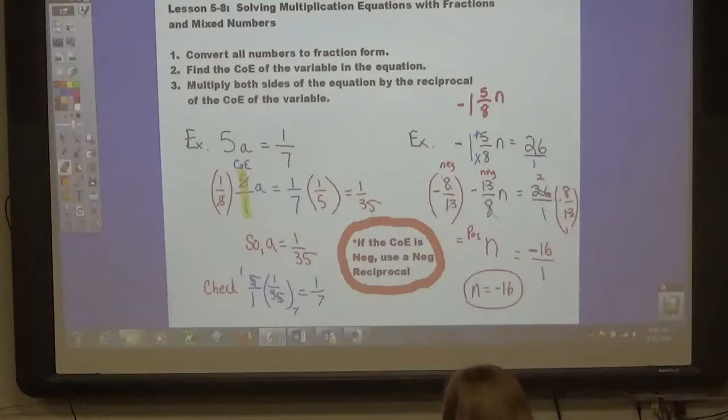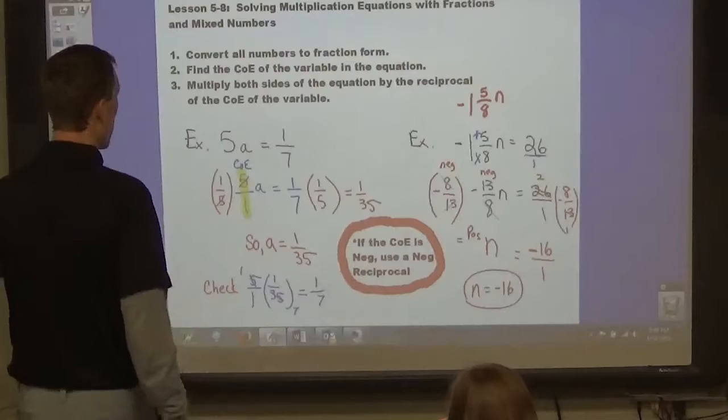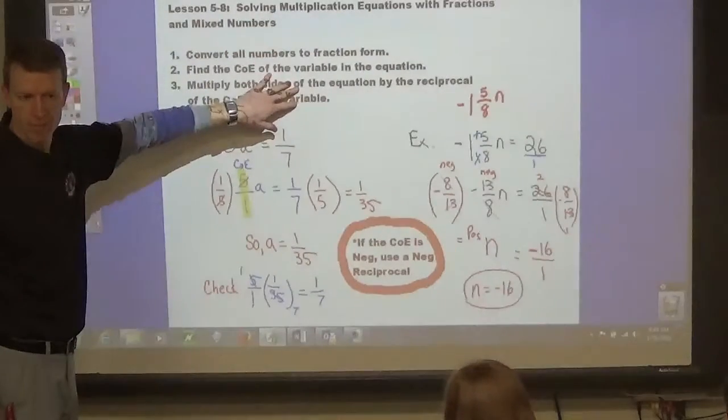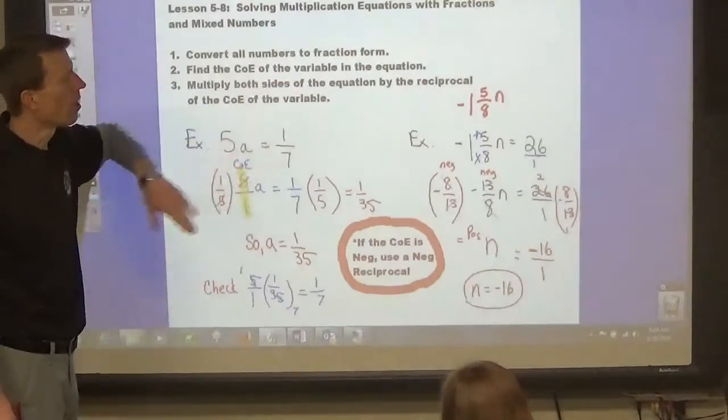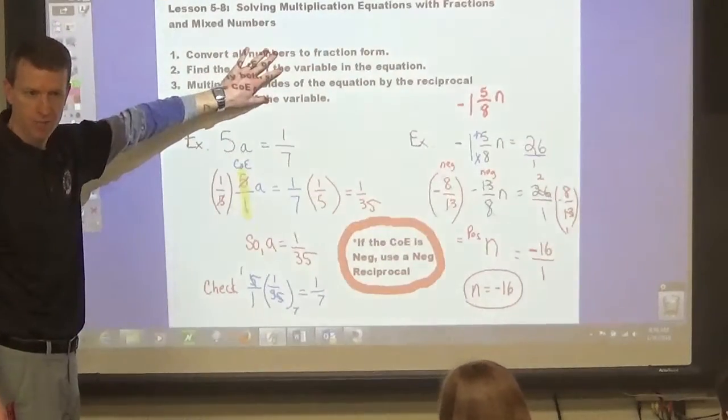So lesson 5-8, 7th graders, is going back to solving equations. And these are all going to be multiplication equations with fractions in them. Okay? So we're going to be multiplying fractions. We're going to be dividing fractions with this.